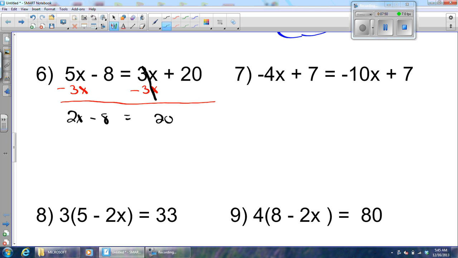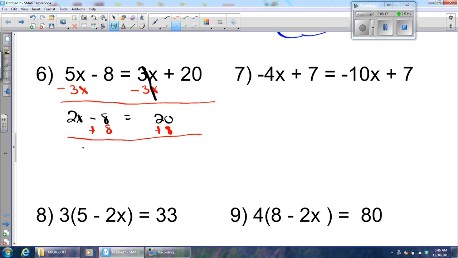Now, remember I suggested taking away the smaller of the x variables. Many times that'll make things easier for you. You could have taken 5x away from both sides, but taking away the smaller one will usually make your problem a little bit easier to deal with. Okay, so now I'm solving my two-step equation.